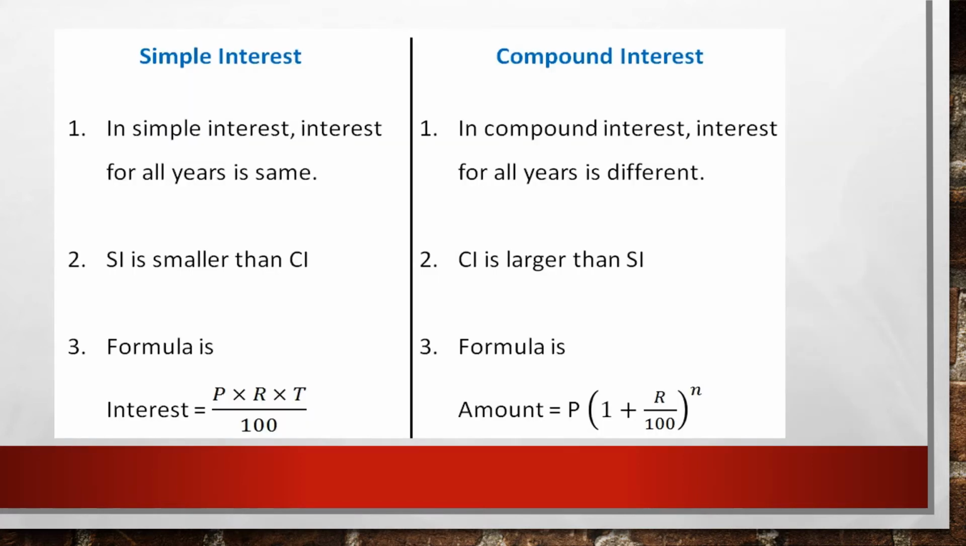What is the difference between simple interest and compound interest? In simple interest, the interest for all years is the same. In compound interest, the interest is different every year. So the formula for simple interest is P into R into T by 100, and for compound interest, the amount is equal to P into 1 plus R by 100, the whole power n.